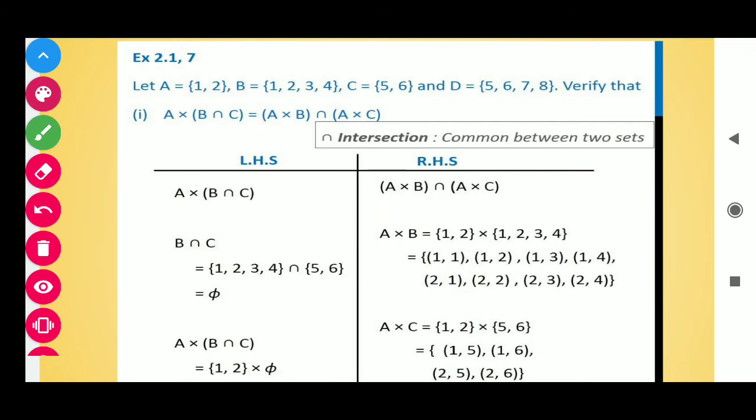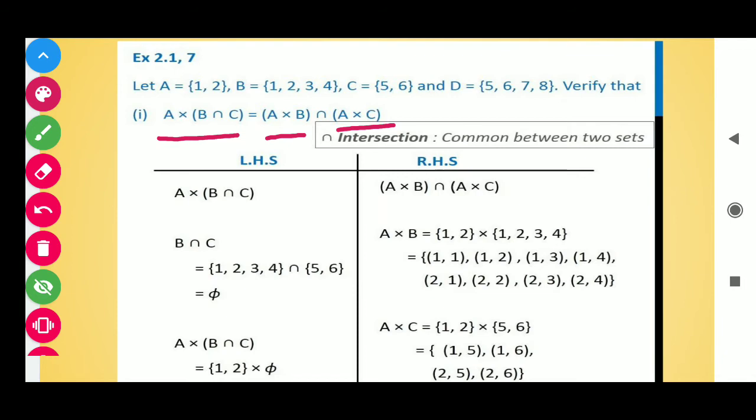Students, इस क्वेश्चन में हम सेट्स के कंसेप्ट्स का यूज़ करेंगे. Intersection, union, that all of you have already studied in first chapter, sets. So students, let's start the same. Let set A be {1, 2}, B is {1, 2, 3, 4} and set C is {5, 6}, D is {5, 6, 7, 8}. Verify that A cross (B intersection C) is equal to (A cross B) intersection (A cross C). Here we have to solve the left hand side and right hand side, and we have to prove that both the results give the same.